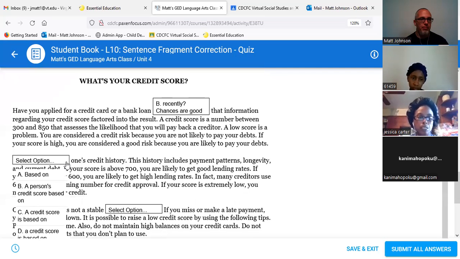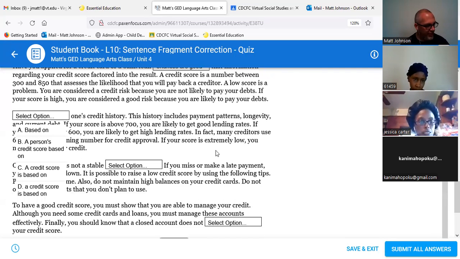Blank, let's see here. Got a couple different choices. So either based on one's credit history, a person's credit score based on one's credit history, a credit score is based on one's credit history, or a credit score is based on one's credit history. So take a look there. Let's say, Mariama, how do we need to start that sentence to make it correct? It's A, based on one's credit history.